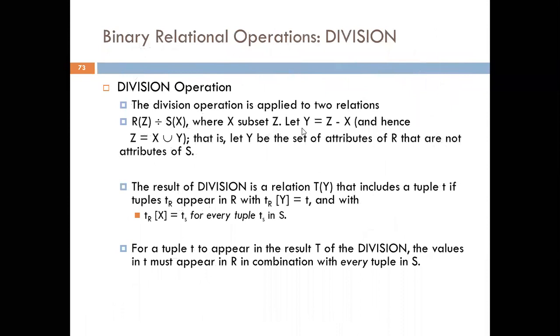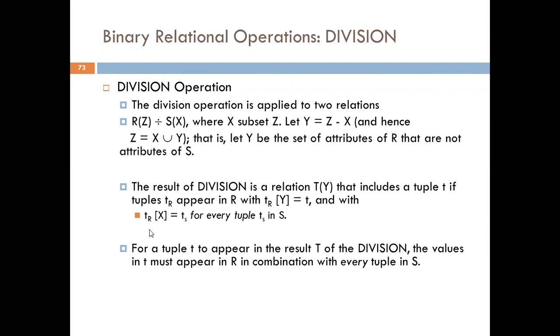So the division operation can now be algebraically defined like this. Two relations R and S having the attributes Z and X, then X should be a subset of Z. Which means the attributes that are present in S should also be present in R. Then we can apply the division operation and the result of the division will be T of Y. So what is Y? Y is Z minus X. So the attributes which are present in Z minus those present in X. So that is the Y. Y is the result.